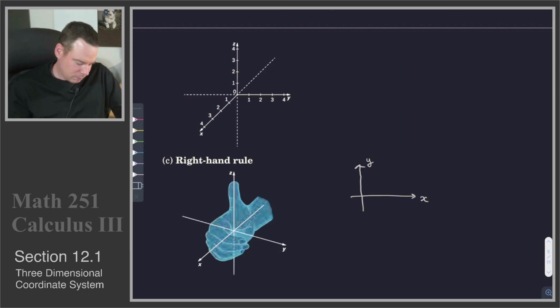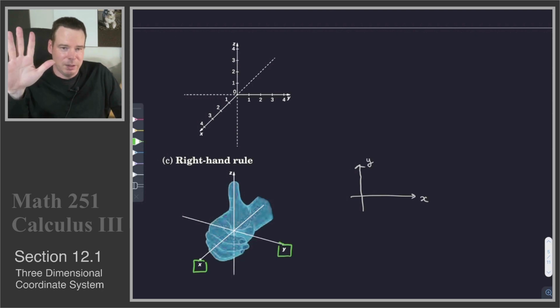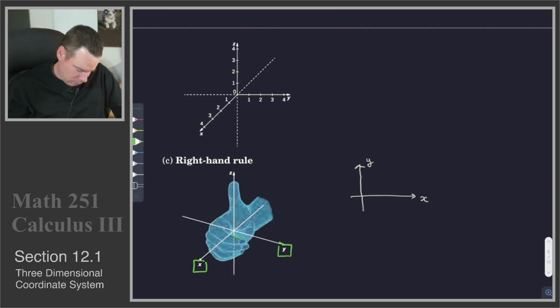In particular, it tells us that if we have the direction of the x-axis and the direction of the y-axis, then I can get the direction of the z-axis by taking my right hand. You point your finger in the direction of the x-axis, so imagine just pointing it in the direction of the x-axis, and then curl your fingers in the direction of the positive y-axis, and your thumb is going to point in the direction of the z-axis.